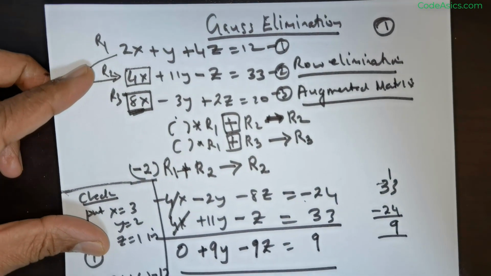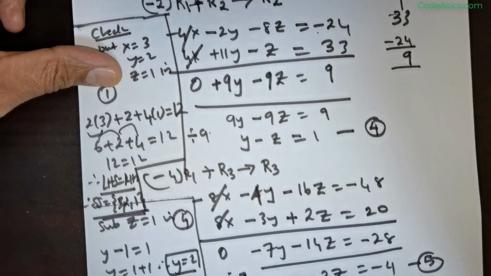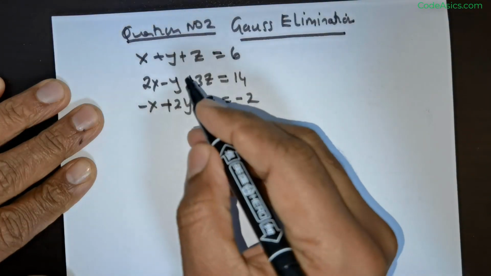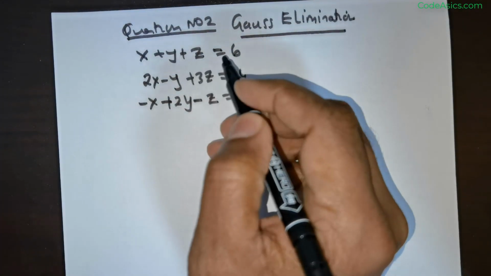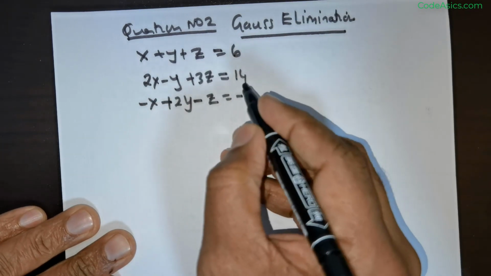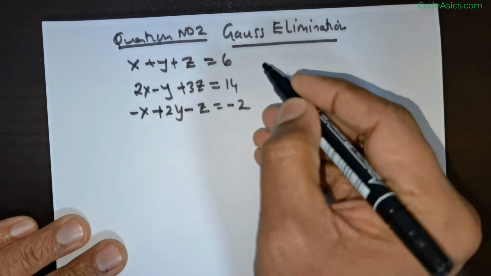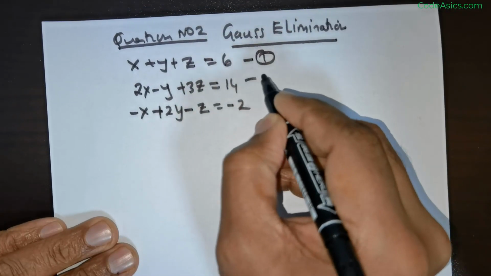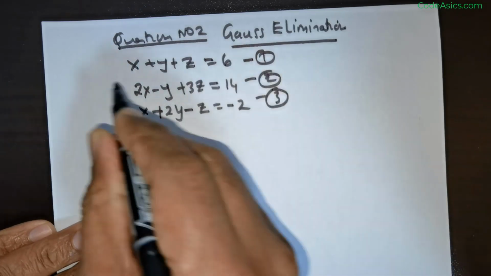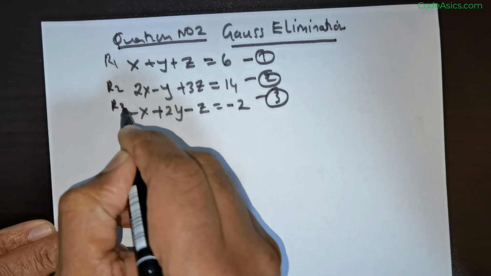So I will also do one more question so that you will be able to understand it better. Okay, so we got another question. X positive y positive z is equal to 6, 2x negative y positive 3z is equal to 14, negative x positive 2y negative z is equal to negative 2. So I'm going to take this as equation 1, 2 and 3, but I will be referring to them as row 1, row 2 and row 3.